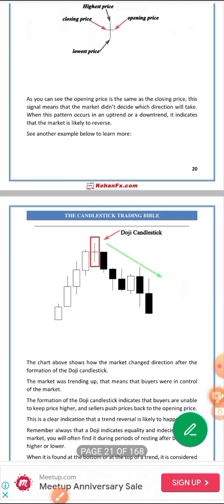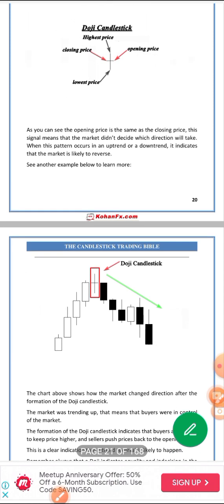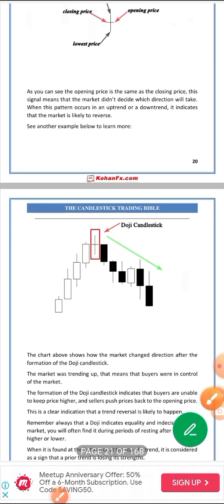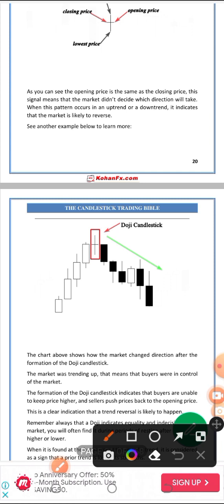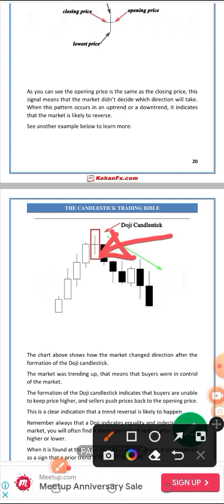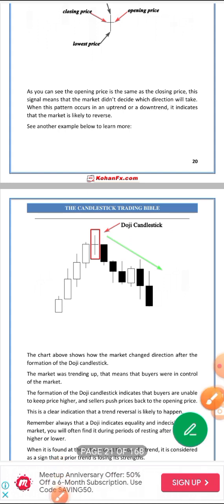So when it appears at the end of a trend at a resistance or a support, it signals a reversal, and a confirmation would be waiting for the next candle to see where it will close. But I will disclose more techniques as we move on in this video, so don't miss out.